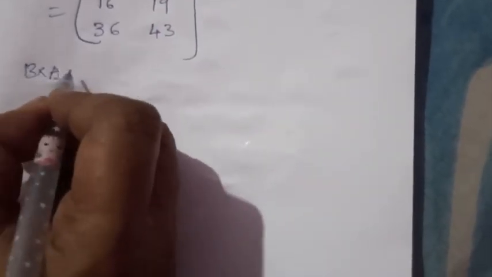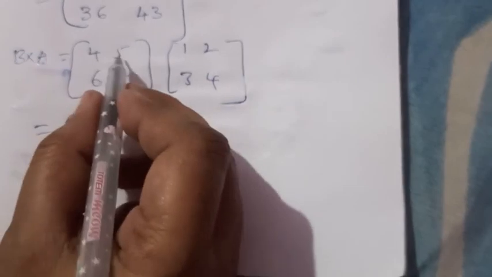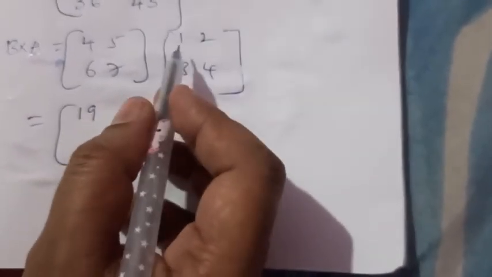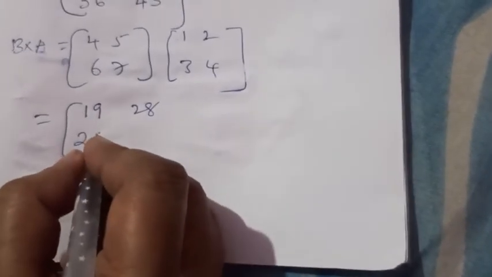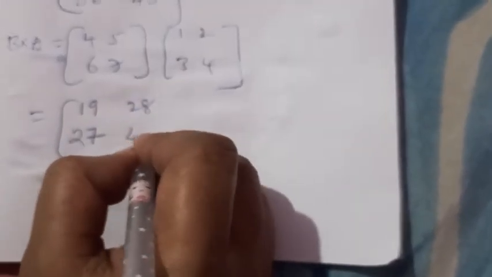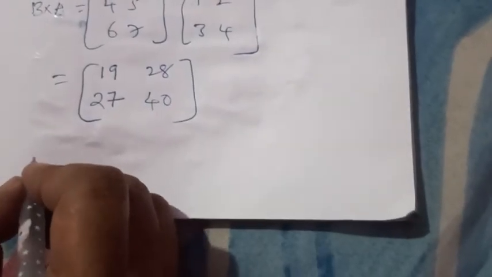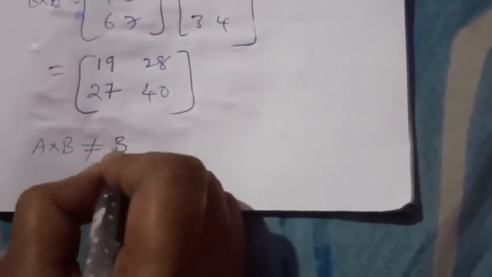Okay. Now we are doing B into A, which is equal to [[4,5],[6,7]] into [[1,2],[3,4]], which is equal to 4 ones are 4 plus 5 threes are 15, 19, 4 twos are 8 plus 5 fours are 20, 8 plus 20, 28, 6 ones are 6 plus 7 threes are 21, 6 plus 21 is 27, and 12 plus 28 is 40. So these two are different answers. That is why matrix multiplication does not hold the property of commutativity. We can write like this.